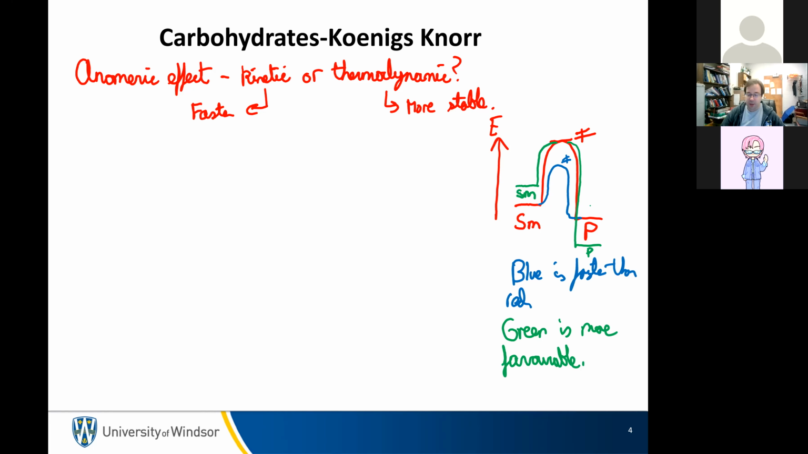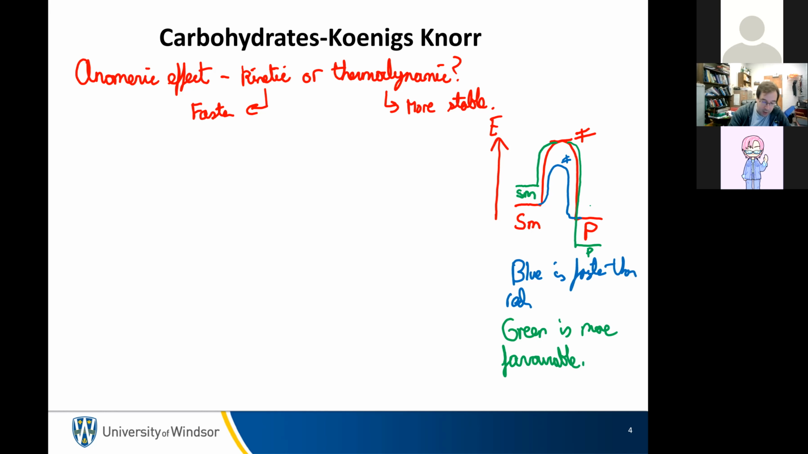So thermodynamics is talking about the relative energies of the starting material and product. Kinetics is talking about the relative rates of reaction, which means what is the energy of the transition state. So in the end, rates just come down to energies of transition state. So we can just talk about energies. We don't need to talk about rates because I don't like talking about rates.